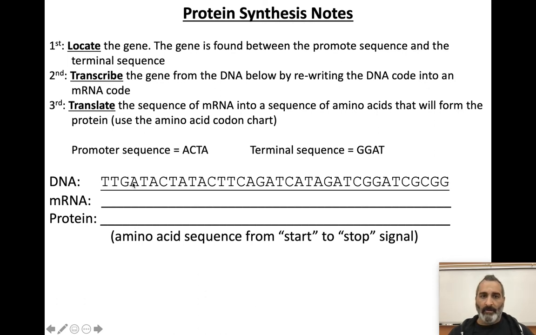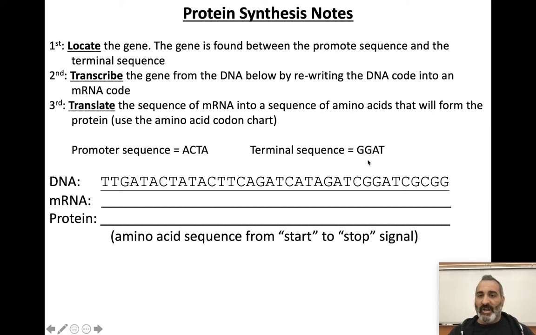So you go along, and you're like, oh, look, ACTA. That's a promoter. So that's where it begins. That's not quite the gene yet. The gene is between start and stop, but the gene happens right after the promoter. So ACTA is the promoter. That means the gene is going to start right after it.